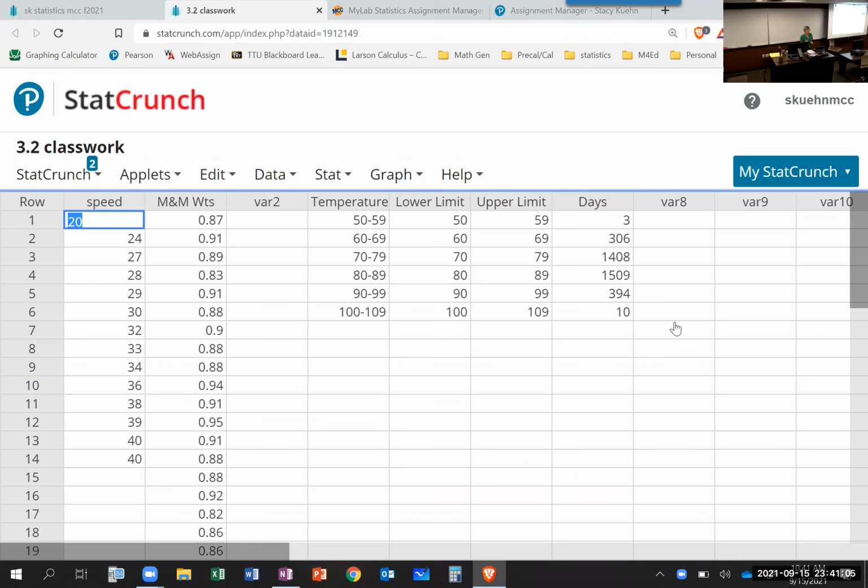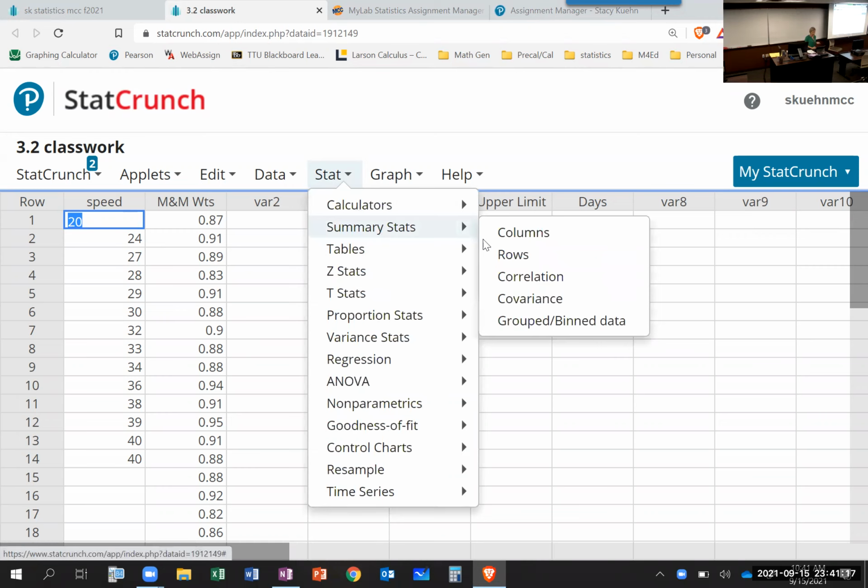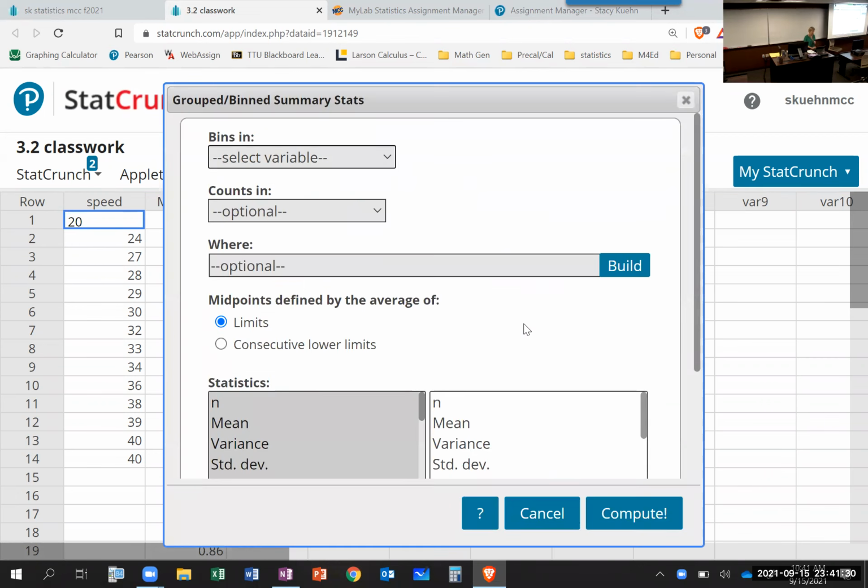So when we're talking about finding the mean, the center, all of those things from grouped data, we're going to come to Stat. You're writing this down. Stat, Summary Stats, Grouped/Binned Data.